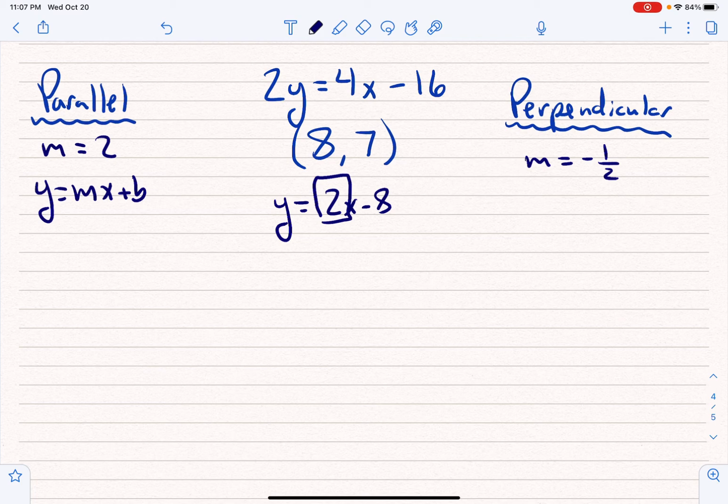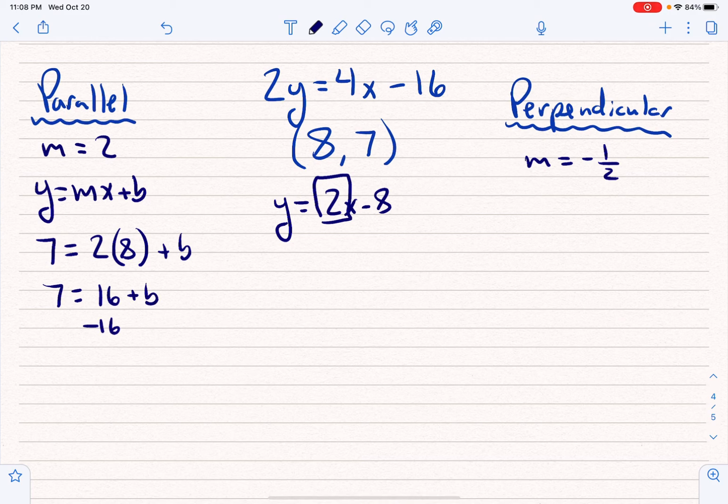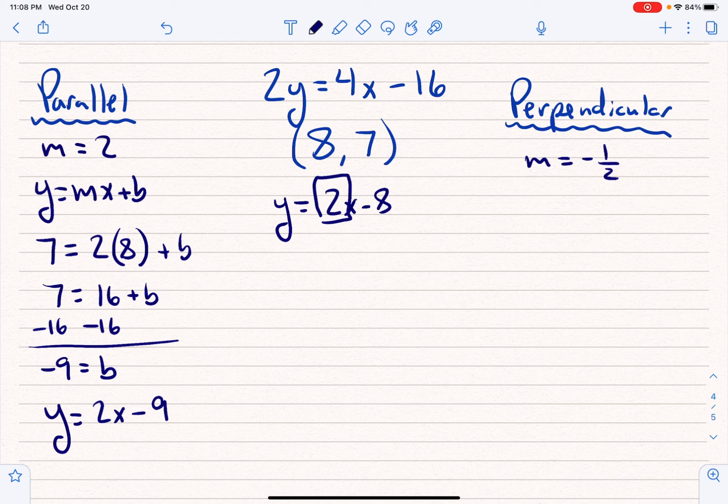But if I use that and I plug everything in, this would say 7, that's my y value, equals m, which is 2, times my x value of 8, plus b. So this becomes 7, 2 times 8 is 16, plus b. Subtract 16 from both sides, and I get -9 is equal to b. So my equation would be y equals 2x minus 9, okay?